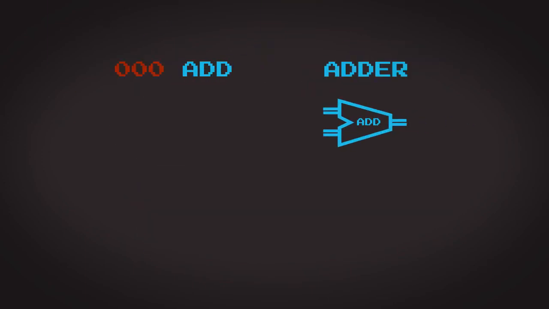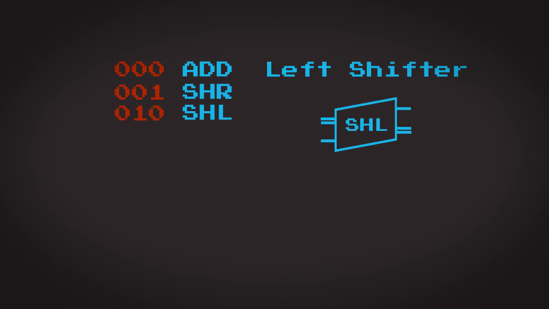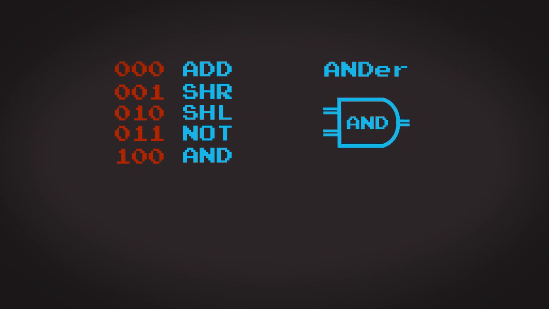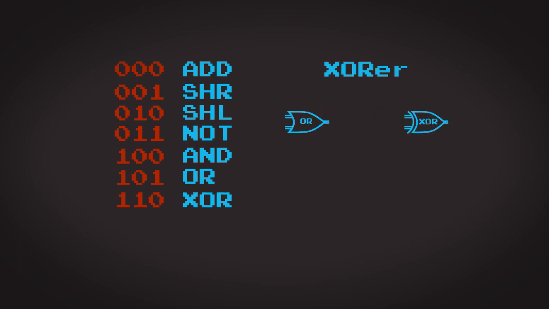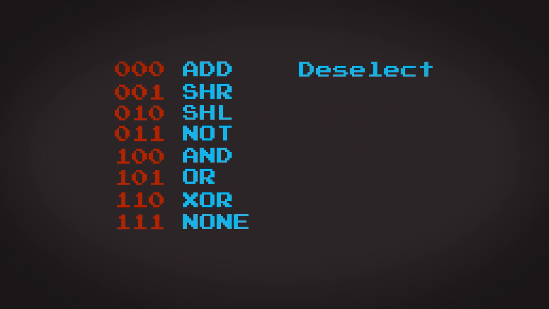Let's take a look at our 3-bit OP code. 000 will enable the adder. 001 will enable the right shifter. 010 will enable the left shifter. 011 will enable the NANDer. 100 will enable the ANDer. 101 will enable the ORer. 110 will enable the XOR, or the exclusive OR. 111 will not select any device.